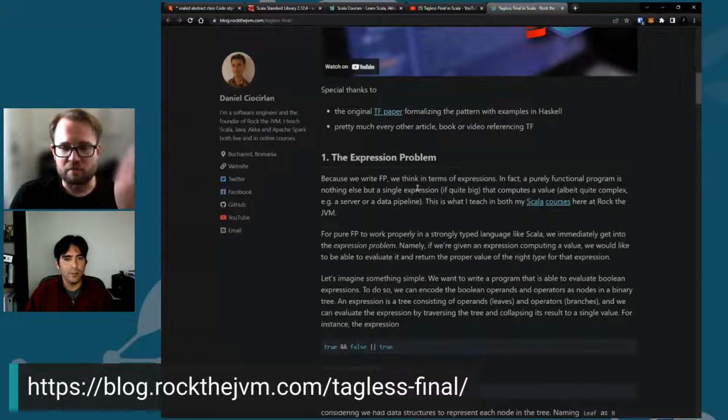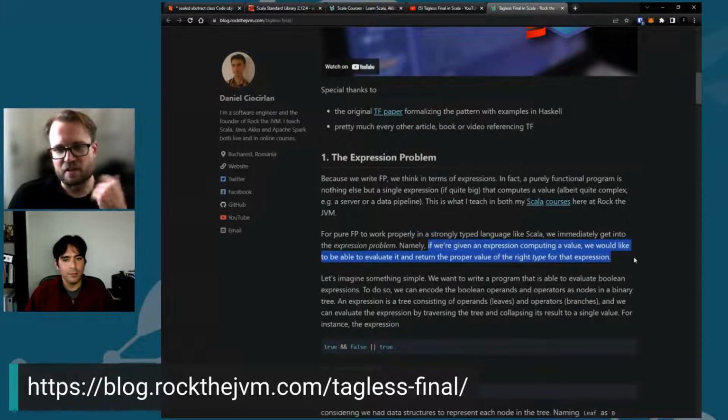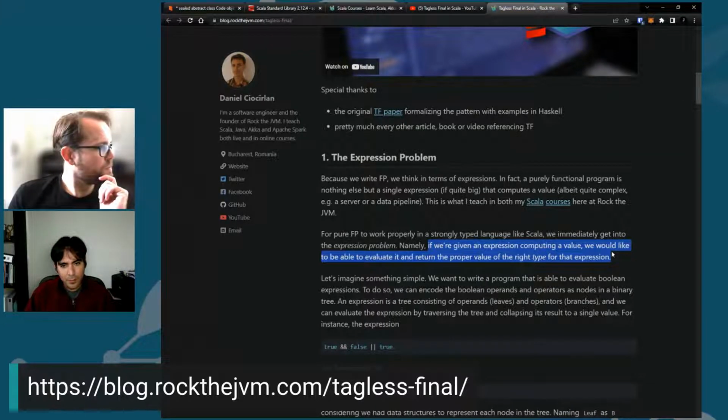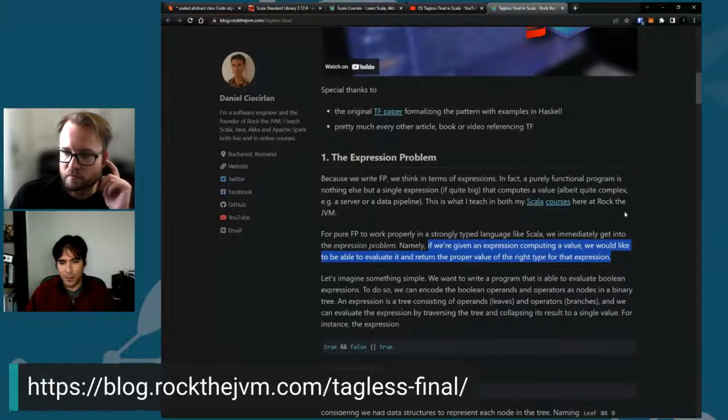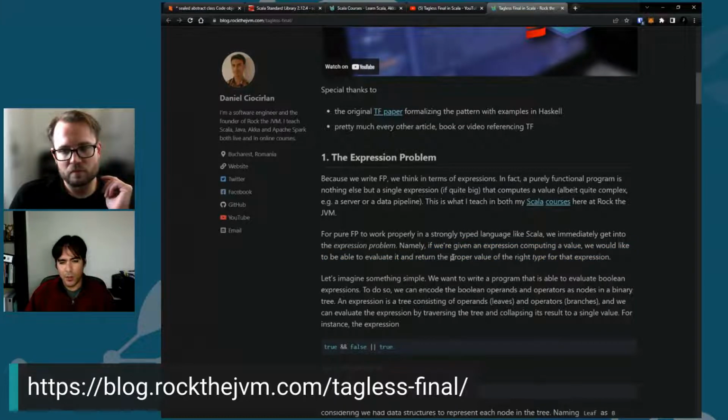Having not been super familiar with the expression problem, this is basically my understanding. But this feels like the primary way to describe it. Is this a reasonable description, or do you have anything to add, Edmundo? Just let me reread. I remember the expression problem. I have read some papers on that, but I don't have it in my mind right now. But he says, if we are given an expression computing a value, we would like to be able to evaluate it and return it of the right type.